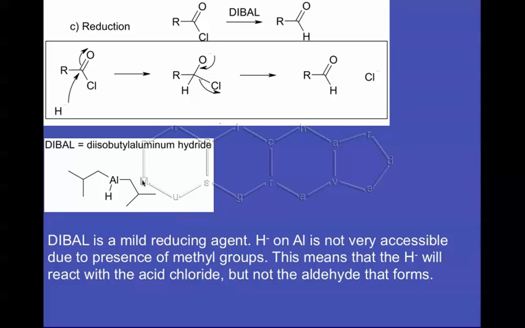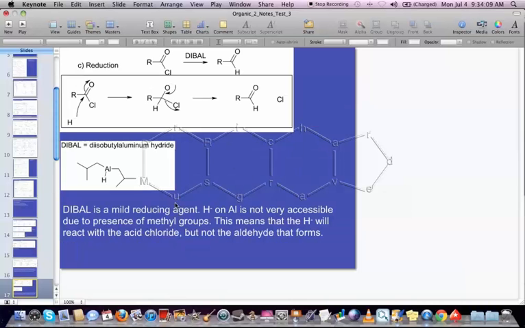It's considered to be a mild reducing agent because we've got an H connected to an Al, and that's metallic, so that's going to be delta plus, which makes the hydrogen delta negative. But we've got these very bulky isobutyl groups connected to the aluminum, which slows down the passage of H minus. Now let me tell you why that's important.